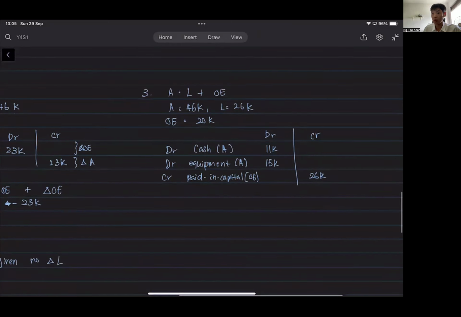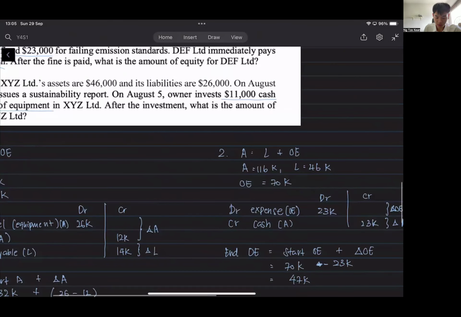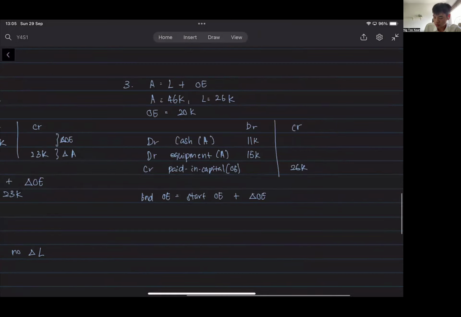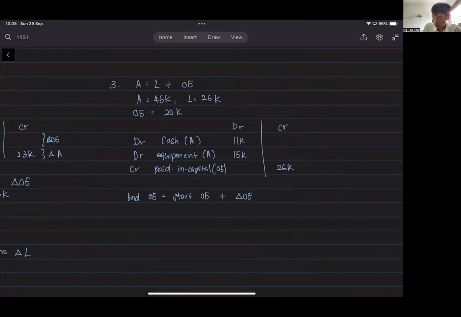And with this, we can now solve for, I believe we are supposed to solve for owner's equity. Let me just check. Yeah. So similarly, the ending owner's equity is equal to the start owner's equity plus the change in owner's equity. So over here, we have the change in owner's equity. Here we have the change in asset. So 20K. And remember, this is an increase, so you have to add this value and you will get 6,000.